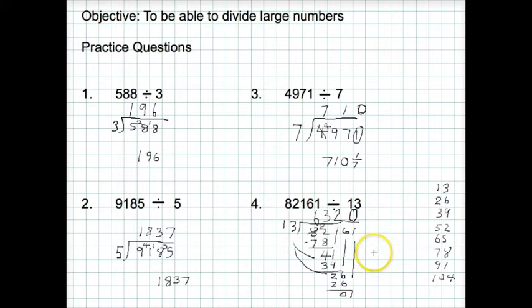So again, we could write that as a fraction. Our answer would be 6, 3, 2, 0, the 1 remainder, and because we're dividing by 13 this time, it becomes 1 over 13.